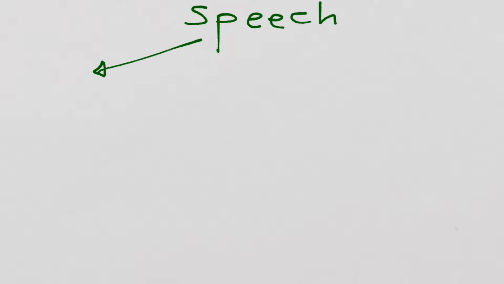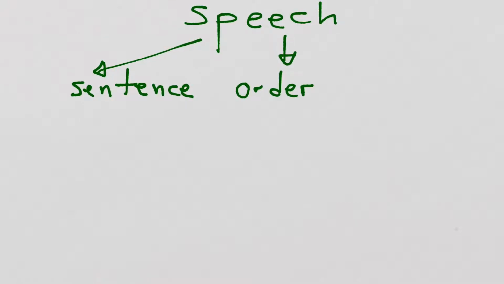First of all, you have to know that there are three types of speech. Speech can be in the form of a statement or an ordinary sentence. The speech can also be in the form of an order. You may give an order to someone. Or maybe in the form of a question. So in order to change these three types into reported speech, you have to follow different techniques.